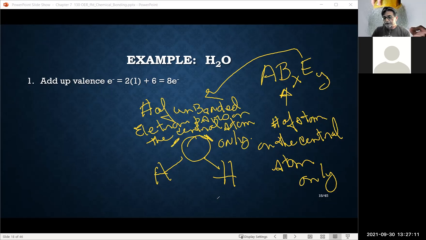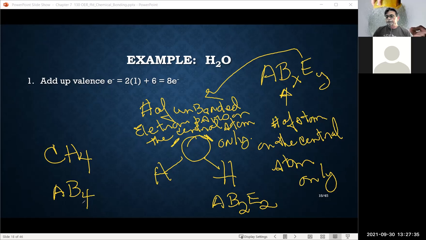So in this case, we got A, B2, and E2. Okay. Because you can have a compound where you don't have any E. For example, we got carbon with 4 hydrogens. Well, that tells me that its general formula is A, B4. Okay. All right, so that E can vary. That B can also vary.